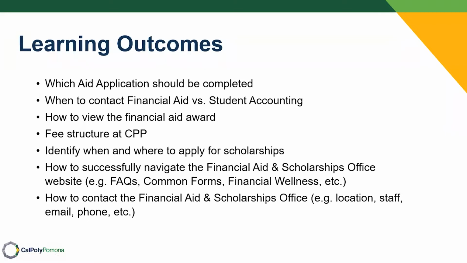So today we're going to go over several important things, and this is just a good summary. First, we're going to figure out what application you should be completing for financial aid, and when to contact our office versus the student accounting office, because we do work in collaboration, but what we do is quite different. How to view your financial aid award, the structure for fees at Cal Poly, when and where to apply for scholarships, how to navigate our website, and then how to contact our office.